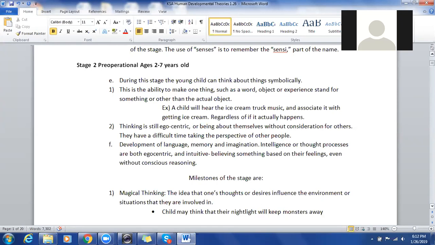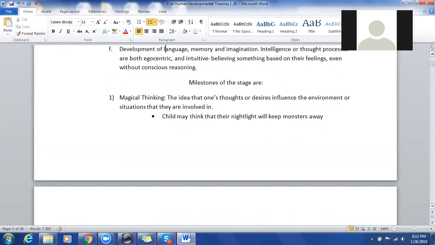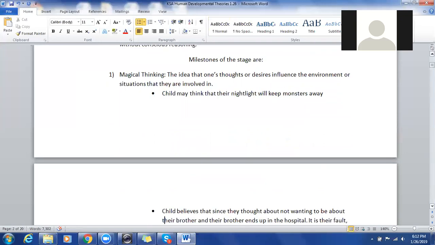And then intuitive, meaning that they can believe something based on their feelings, even if there's zero chance of it actually being realistic. Which leads us into the two concepts that are very up that alley of magical thinking. So someone that's using magical thinking is super intuitive and/or delusional if it progresses and continues on to a disorder level, such as we see in schizophrenia. So magical thinking is the idea that one's thoughts or desires influence the environment and situation that they're involved in.